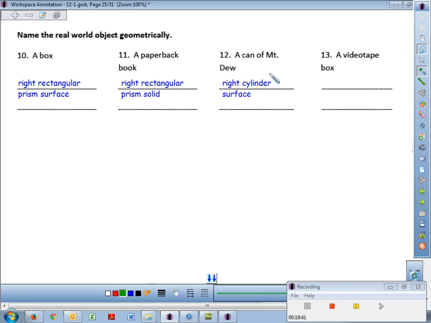When you describe things that are cylinders, you don't need to say right circular cylinder. The word cylinder understands that the shape of the base is a circle and it's a prism right there. So it's right cylinder surface. And then a videotape box, it's still a box, so it's a right rectangular prism surface.